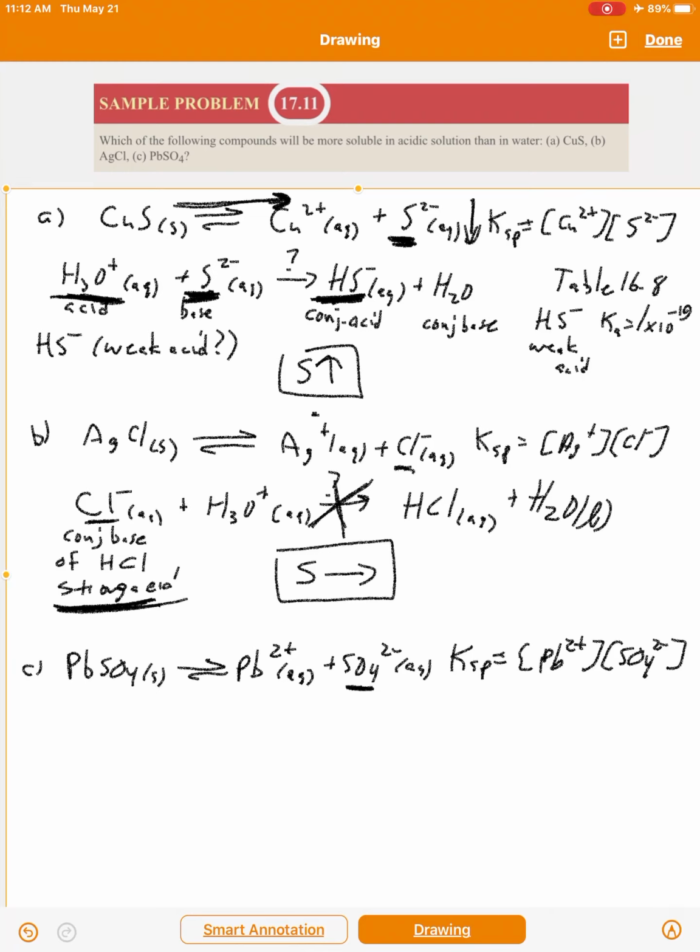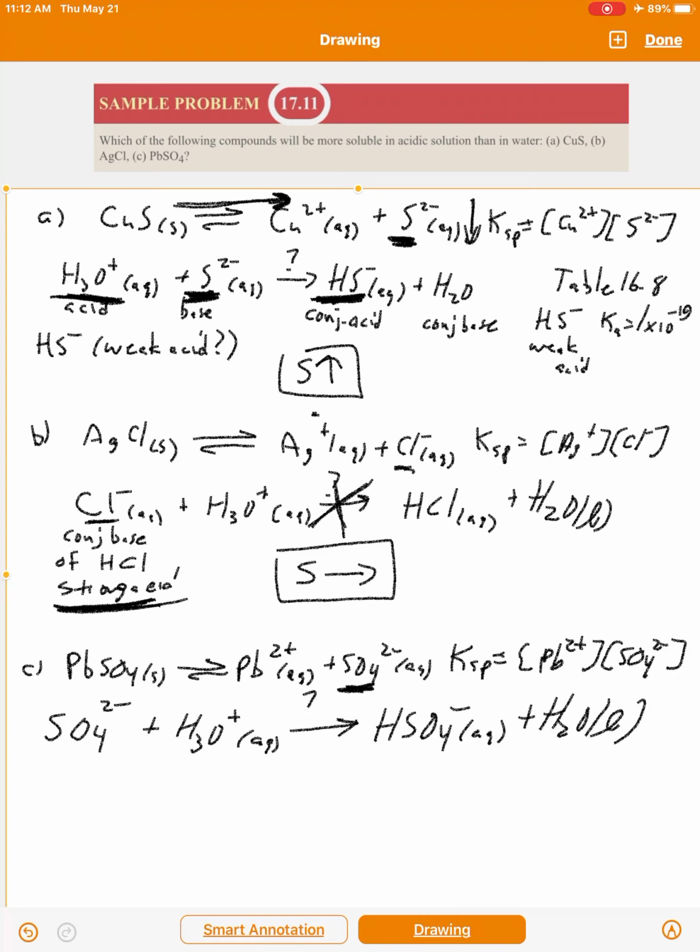Again, you look at the conjugate base, sulfate, and you ask, will it react with hydronium to form HSO4 minus and H2O? That's the question. So you look for this one right here. Can you find it anywhere? You have to look through all the ionization constants for acids.